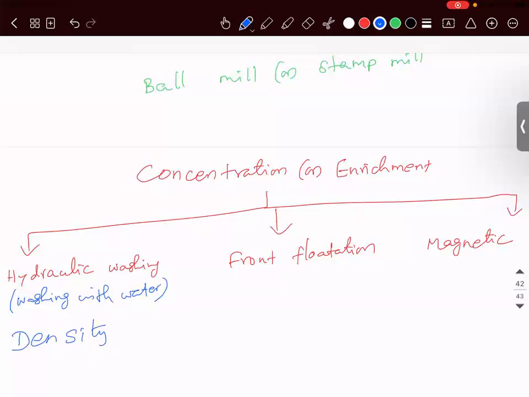So the concentration or enrichment of ore follows three steps. One will be hydrolytic washing, the second one is froth flotation.